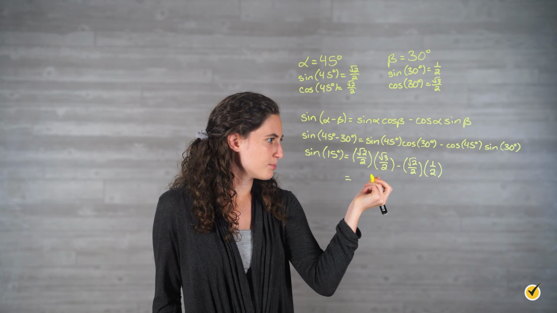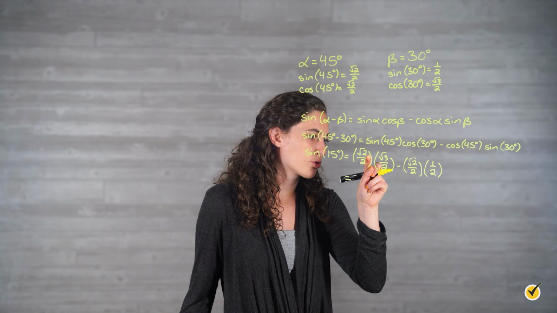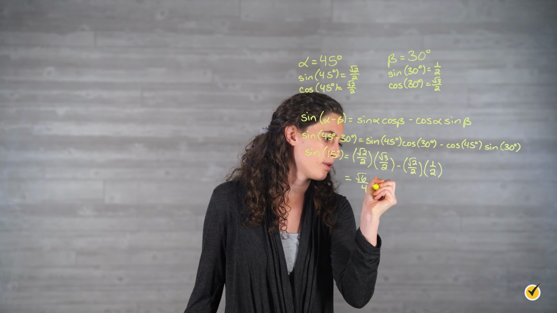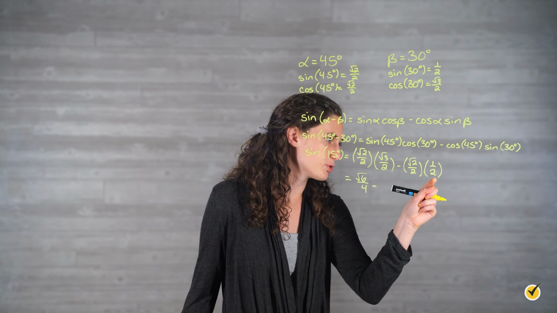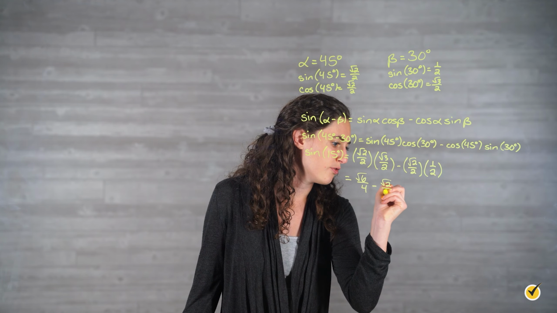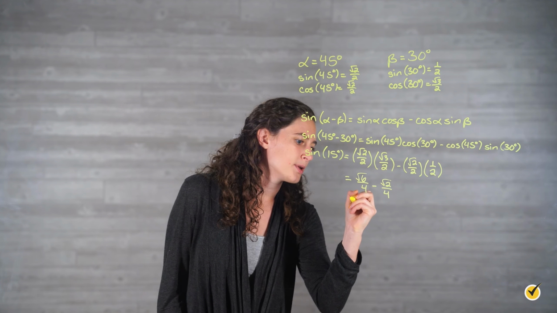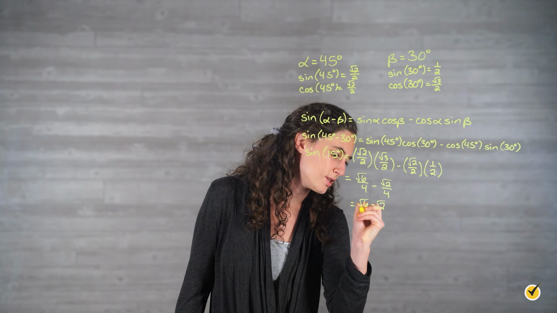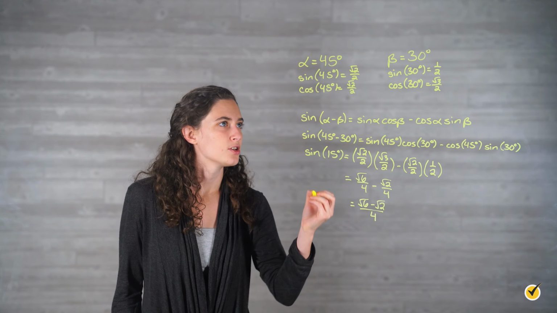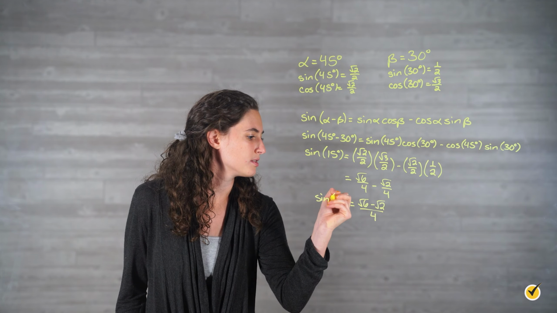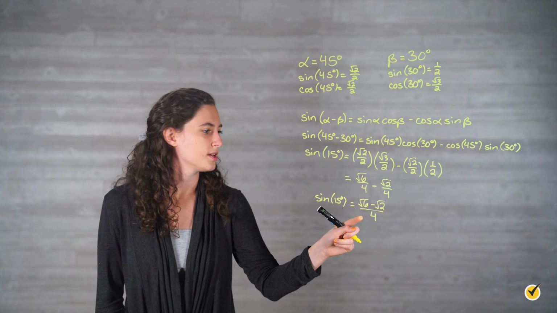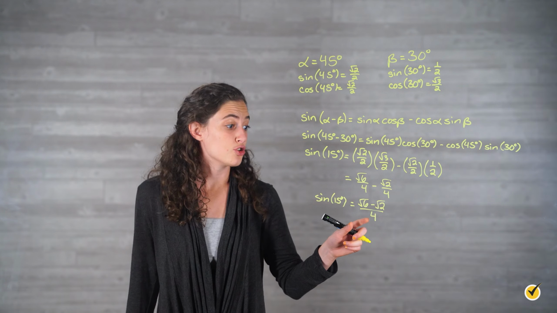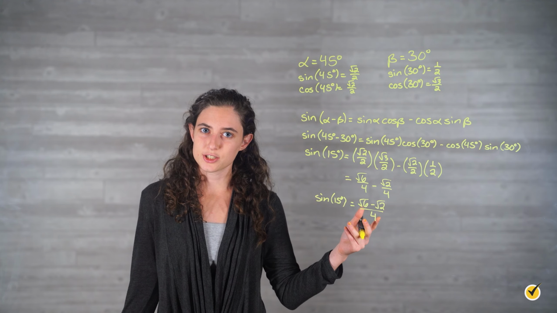Now we can multiply and simplify a little bit. So the square root of 2 over 2 times the square root of 3 over 2 is the square root of 6 over 4, minus the square root of 2 over 2 times 1/2 is the square root of 2 over 4. Since these are the same denominator, we can simplify this to a single fraction and get the square root of 6 minus the square root of 2 over 4. Sine of 15 degrees is equal to the square root of 6 minus the square root of 2 over 4. This time there is no radical in our denominator, so we don't have to rationalize it.